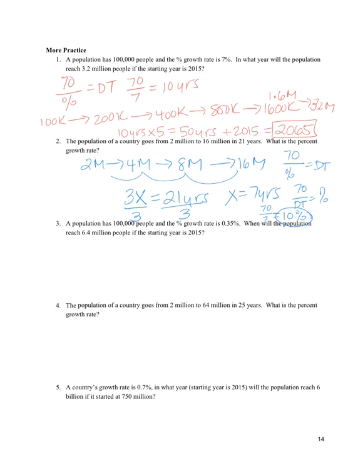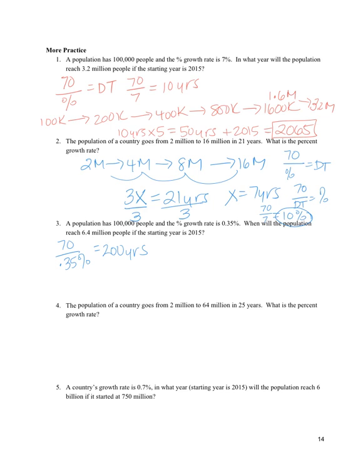So the next one, population has 100,000. In what year will it be 6.4 million with a growth rate of 0.35%? So I'm going to start with my rule of 70. 70 divided by 0.35%. Notice I don't change it and get rid of that decimal. I leave that decimal exactly as is in there, and I get 200 years.